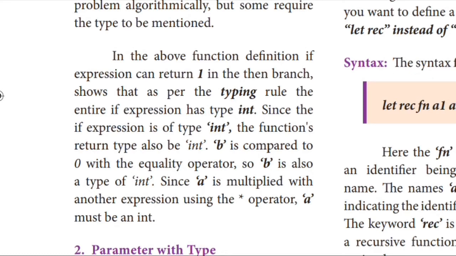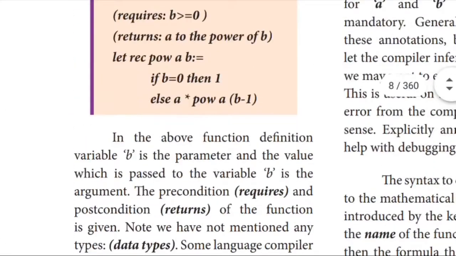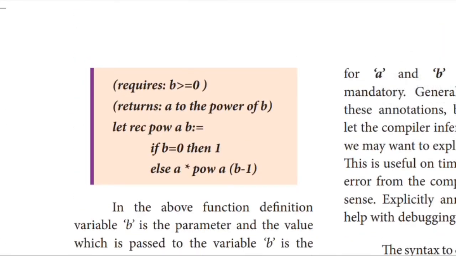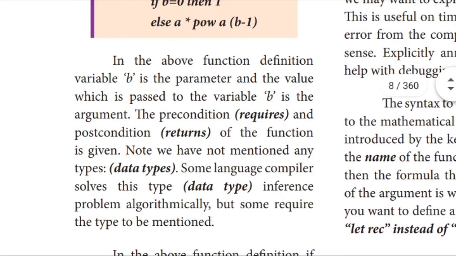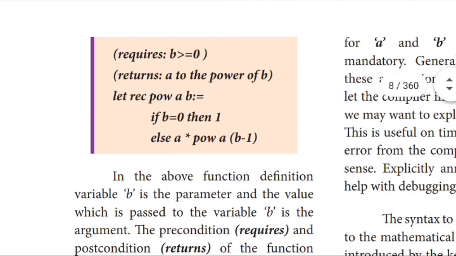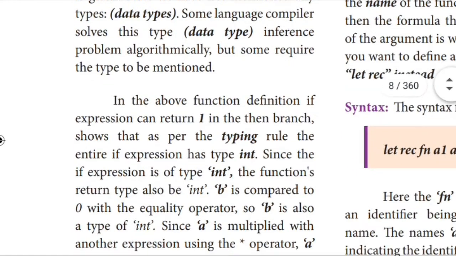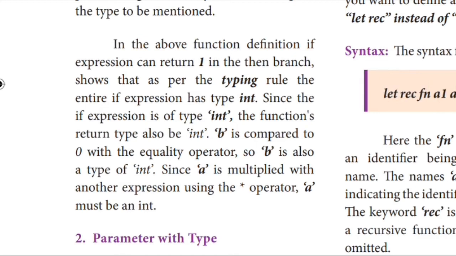So in the above function definition, if the expression can return 1 in the then branch, it shows that as per the typing rule, the entire if expression has type int. It means we didn't mention any data type, but if the answer comes as 1, then the whole function will be considered as an integer. As we didn't mention any data type, based on the output of the subroutine, this short program will be considered as the integer data type. So b is also a type of int.